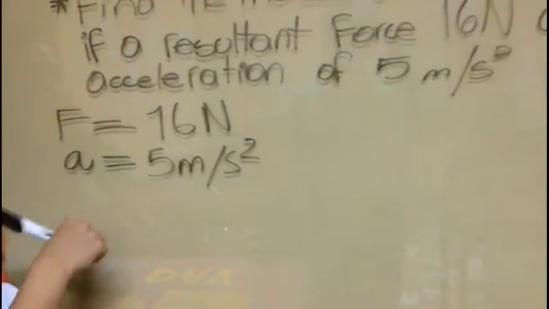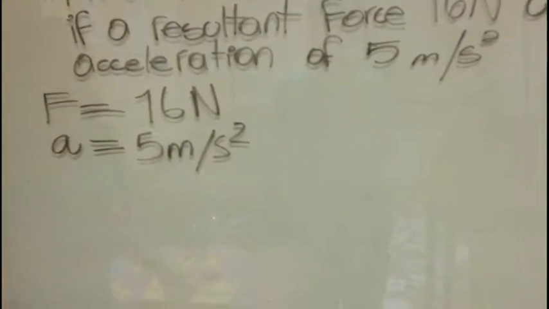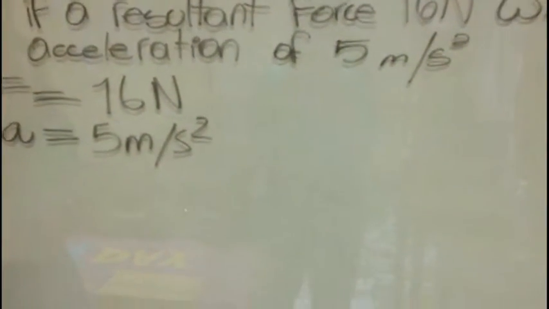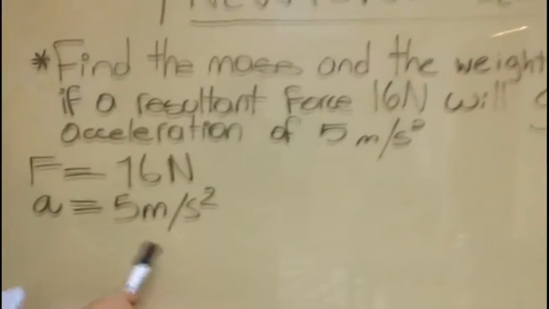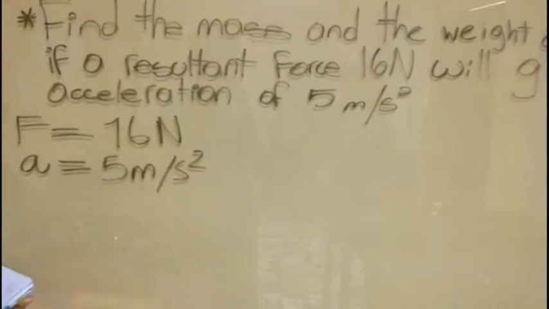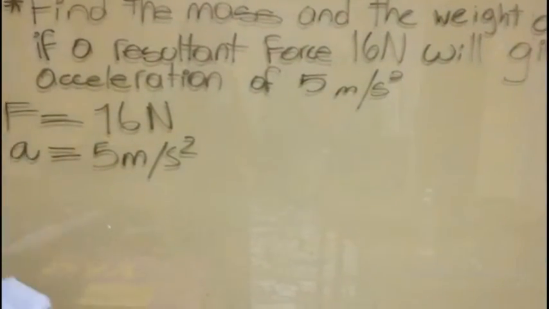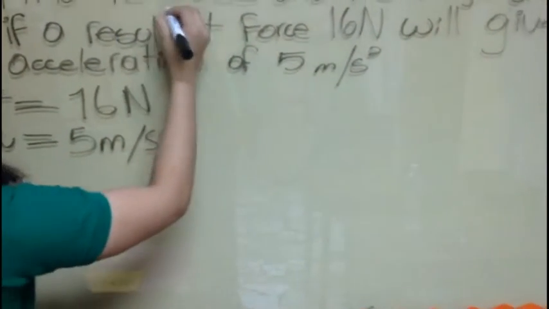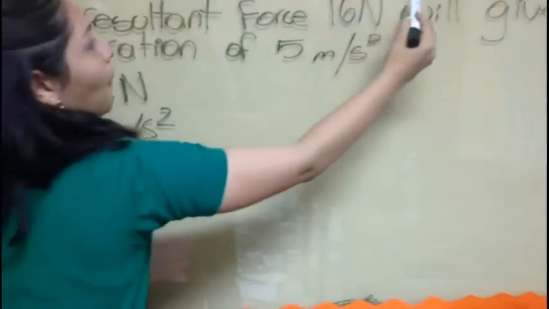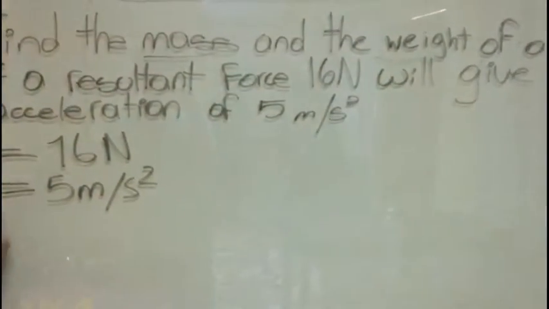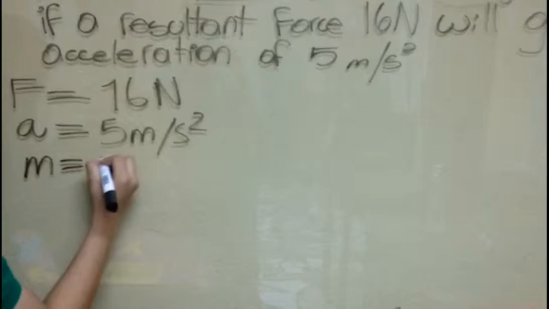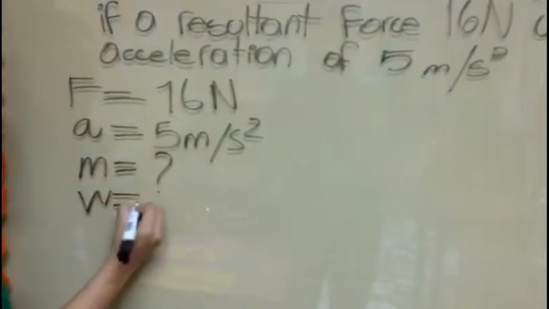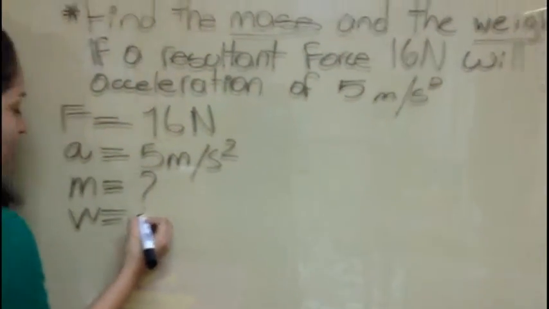How do we identify acceleration? Well, in this example, acceleration is very clear. So we identify acceleration in meters per second or in feet per second. Right now we have it in meters per second. Then what we need is mass and weight. So we put right over here mass with a question mark, and weight with a question mark.